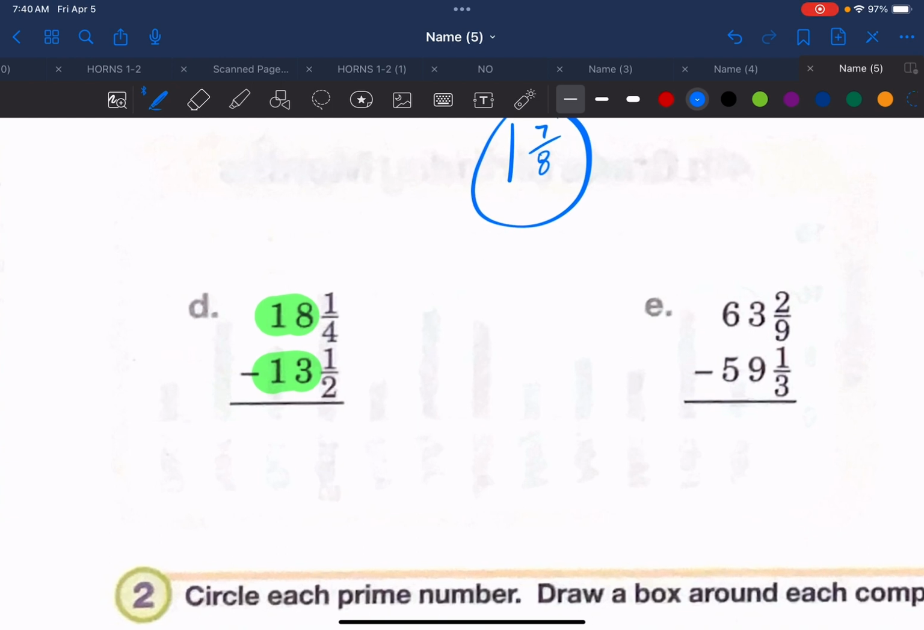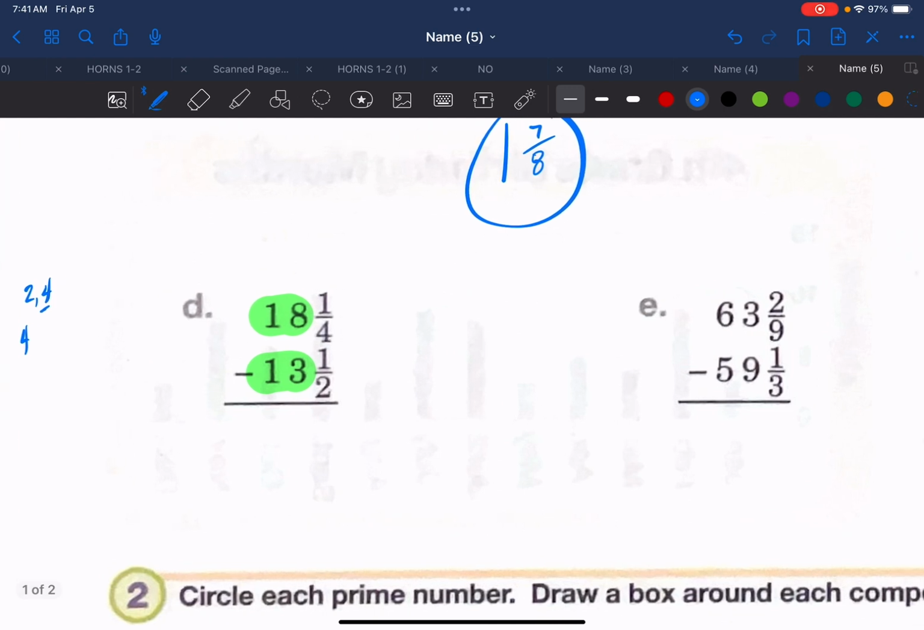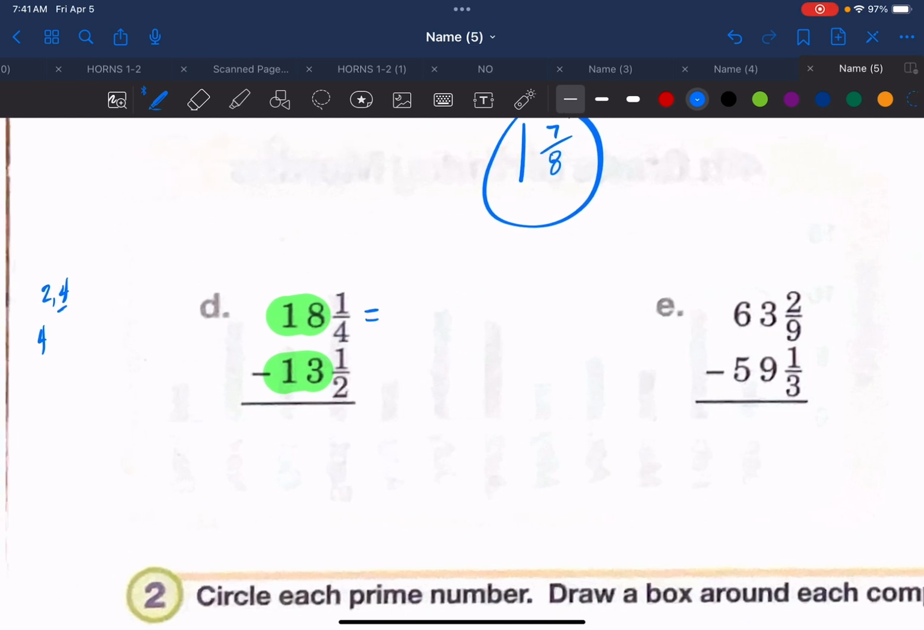Okay, so the first thing I need to do is change my denominator so it's the same. So when I write out my 2s, 2, 4, well, guess what? There's already that one. And then my first multiple of my 4s is 4. So I can make them all into fourths. So my new fraction is going to be 18 1/4 minus 13.